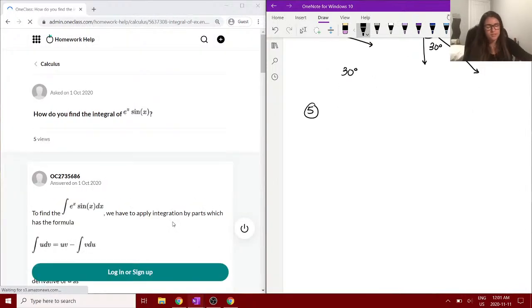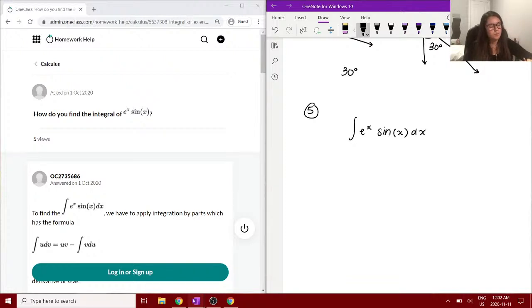Okay, example number 5. So we're looking to find the integral of e to the power of x times sine x. Okay, so let's write that. We'll have the integral of e to the x times sine x dx, right?